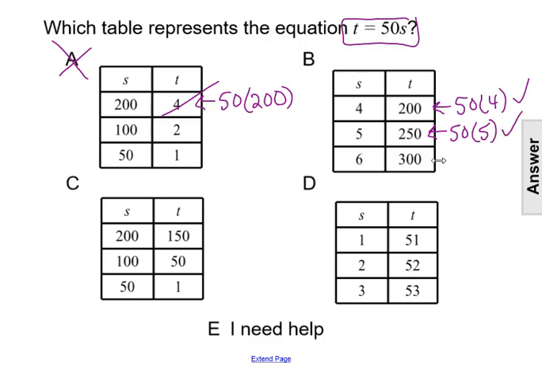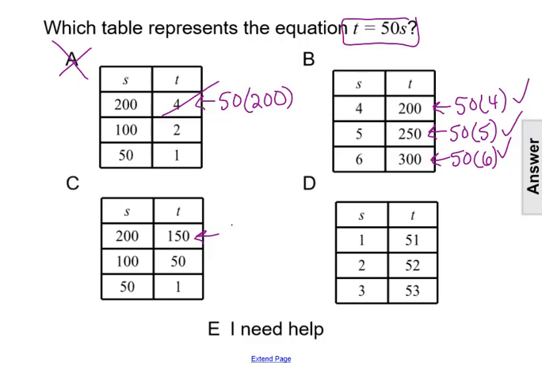Then we have the last row of 6. That would mean this output of 300, we have 50 times 6, which is 300. So it looks like it's going to match with choice B. Let's just take a look at choice C and D just to make sure that they are not going to work.